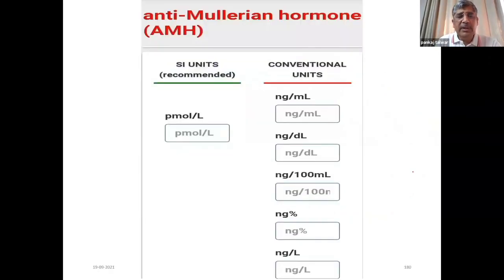How do we convert? Sometimes the values are in picomoles per liter, sometimes in nanograms per ml or liter. What to do? Just remember that to convert nanograms into picomoles, you multiply by 7.18. This you have to know. Multiplying will give you the right numbers, and this is a very safe method of doing it.